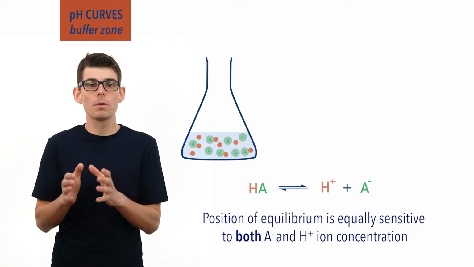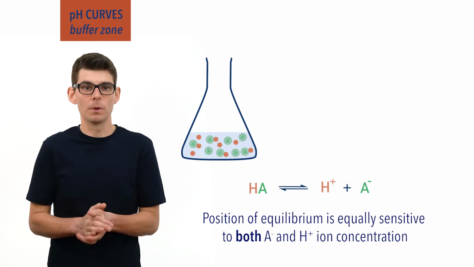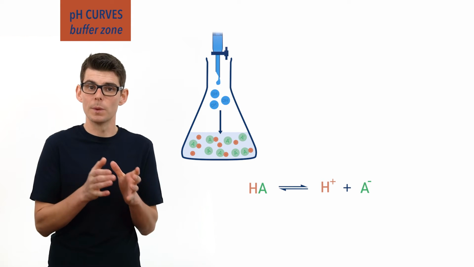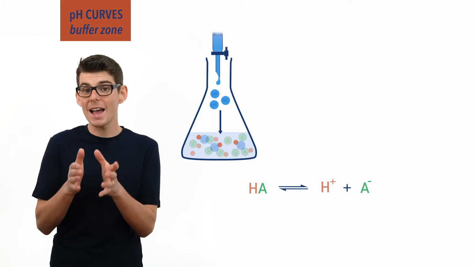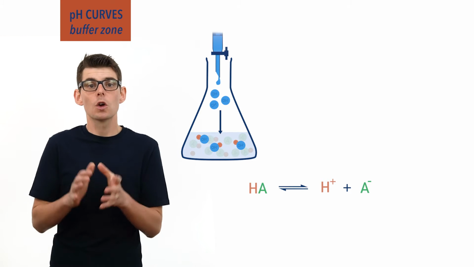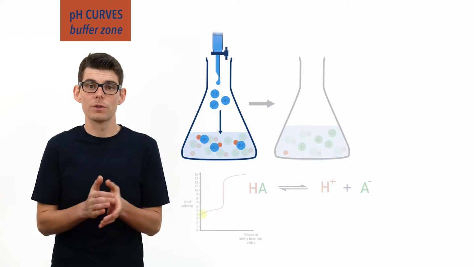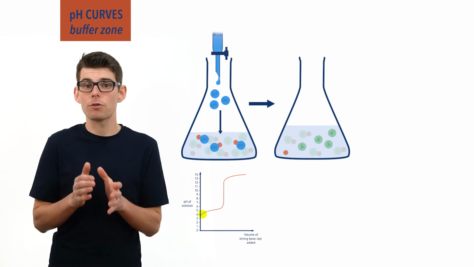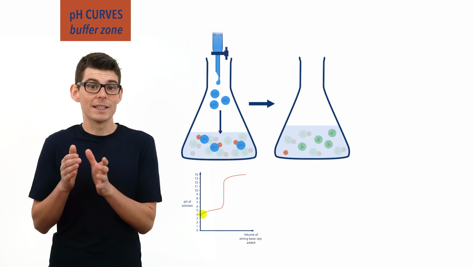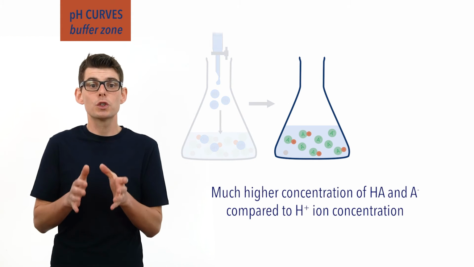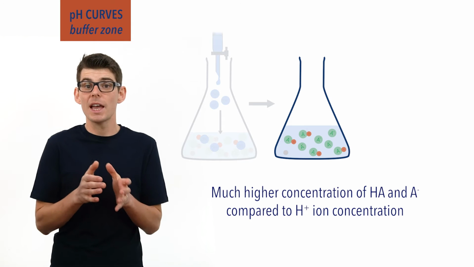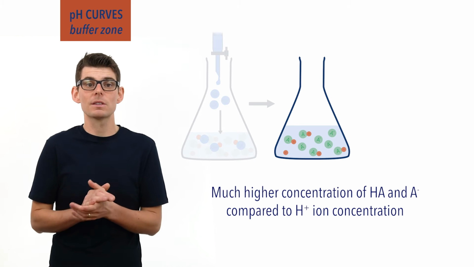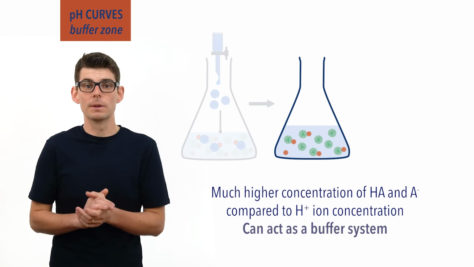However, if a strong base, sodium hydroxide for example, gets added, hydroxide ions will react with the molecules of the weak acid, forming water and conjugate base ions, quickly increasing the concentration of A- ions in the solution. This means the concentrations of HA molecules and A- conjugate base ions soon become much larger than H+ ion concentration in the solution, and this enables it to start acting as a buffer system.